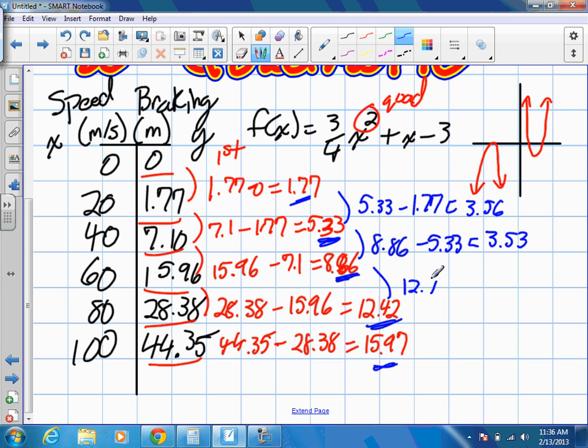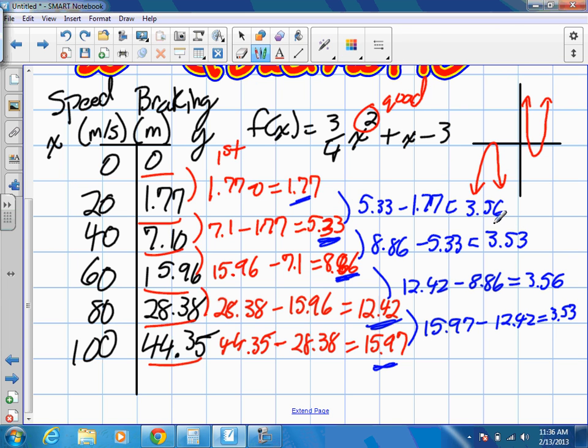12.42 subtract 8.86 is equal to 3.56, I think. And then the last one, 3.53. Now, notice the difference is 3/100ths.